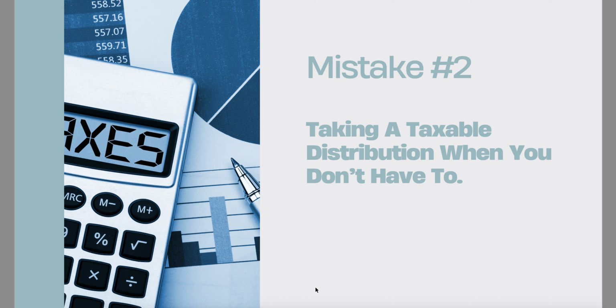So the best way to avoid violating that 60-day rollover rule is to arrange for a direct transfer, from the 401k administrator to your IRA custodian.